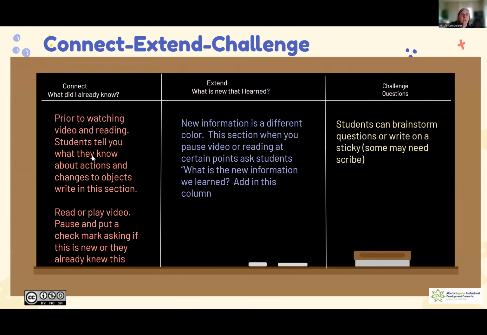That's the connect column. And so you give it a list from them. They can do a think, pair, share, however you do that. And then when I play the video, I pause it strategically because they need a bit of guidance in primary. And I'll say, okay, is this information we already know, or is this new information? If it's new information, it goes under the extend column. And I may use a different color just to distinguish it and write it down. And if it was something they already knew, I'd put a check mark beside it.